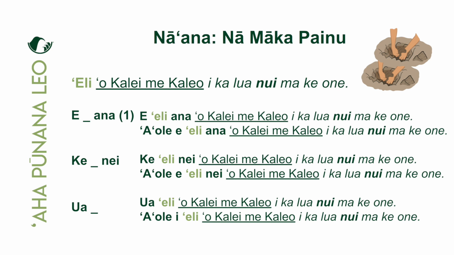To negate it, we use the word 'a'ole up front again, but then ua changes to i because that is the rule, and everything else stays the same. 'A'ole i eli 'o Kalei me Kaleo i ka lua nui ma ke one. So you can see once again, eli is our painu in the pepeke painu kumau. It starts off the sentence, right? Because it is the action, yeah, in the po'o. And we put it into our various māka painu.